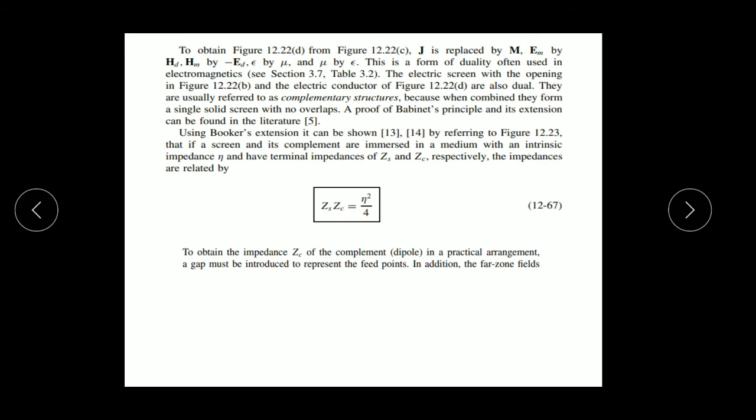So this is the principle of Babinet. A proof of Babinet's principle and its extension can be justified using Booker's extension. It can be shown, by applying figure A, that the screen and its complementary are immersed in a medium with intrinsic impedance eta and have terminal impedances Z_s and Z_c respectively. The impedances are related by this relation.